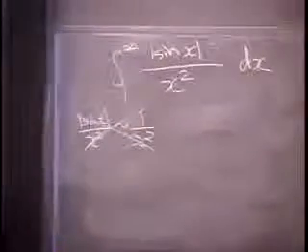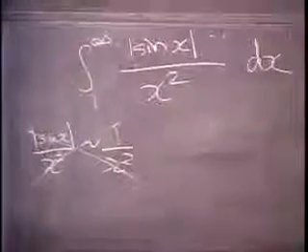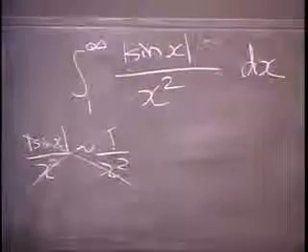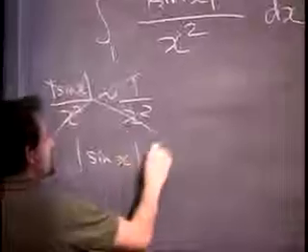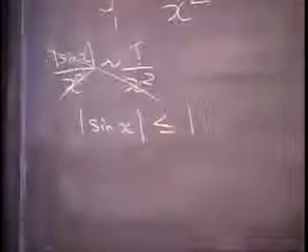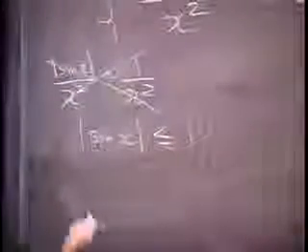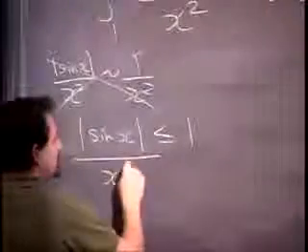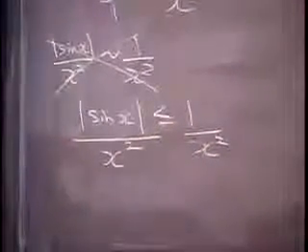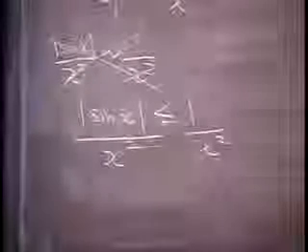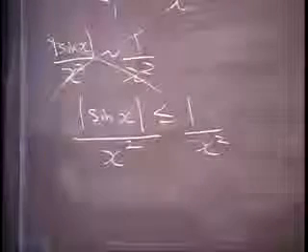I never told you this. The only thing I've told you about sine x when x is large is an inequality. So in this particular case, the absolute value of sine x is less than or equal to 1. That's true, so we can divide both sides by x squared. And now we don't have a twiddle. We have an inequality. So this suggests using the comparison test rather than the limit comparison.